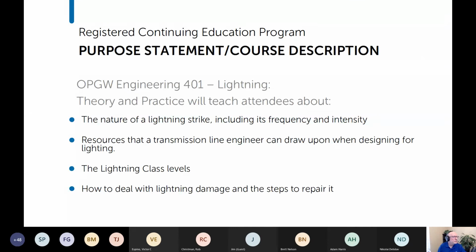Purpose statement. We're going to talk about lightning: the nature of a lightning strike, and its frequency and intensity. In particular, I'm trying to make this practical for transmission line design engineers. I think there's something for everybody here, but my target audience is transmission line engineers who really have to deal with this. Then we'll talk about lightning class levels, and at the end, we'll close with how you deal with lightning damage. Again, trying to be useful for you.